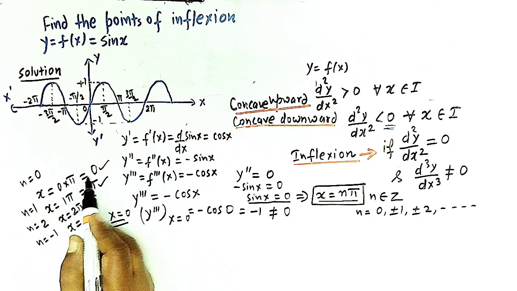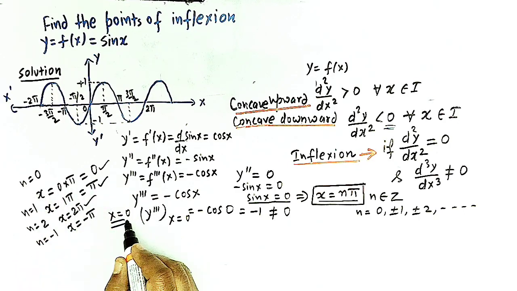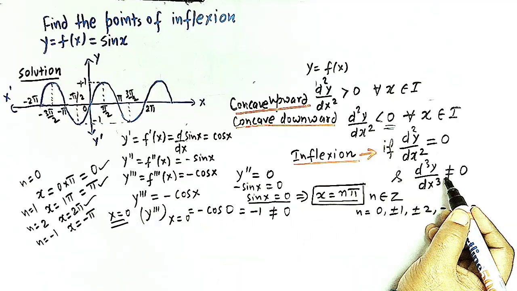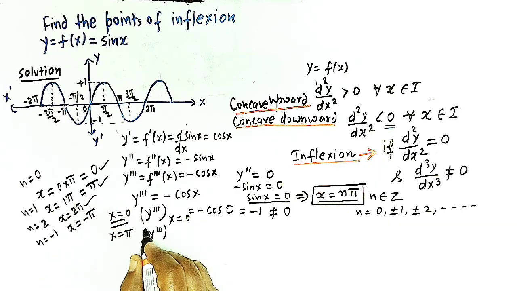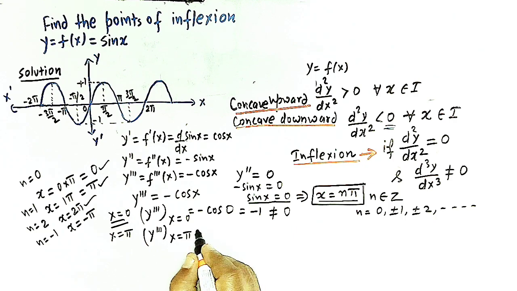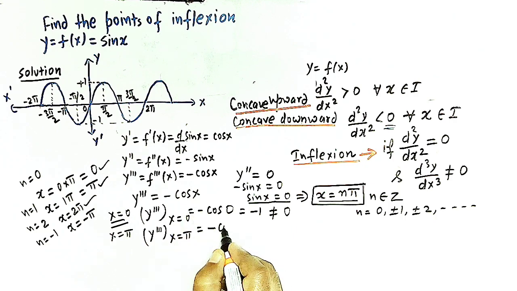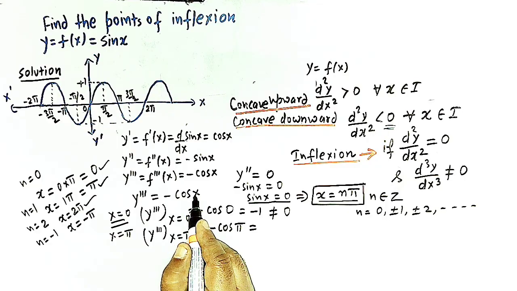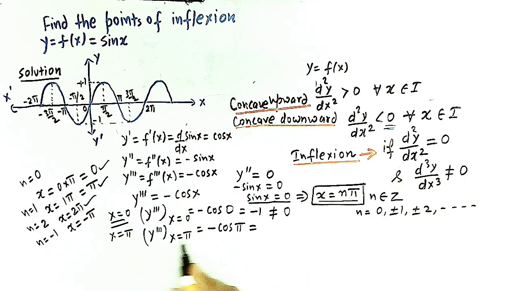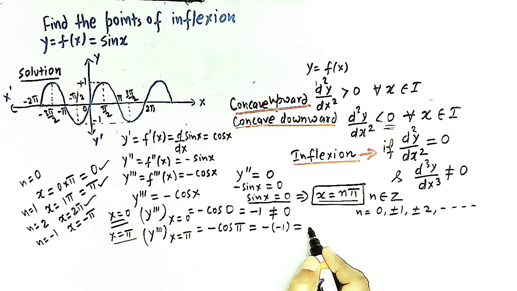So for the point x is equal to 0, we have seen that the third derivative is not equal to 0. Similarly, for x is equal to π, we have the value of the third derivative as minus cosine π. So the value of the third derivative at x is equal to π is minus cosine π, and cosine π is minus 1. So here we have plus 1, which is not equal to 0.